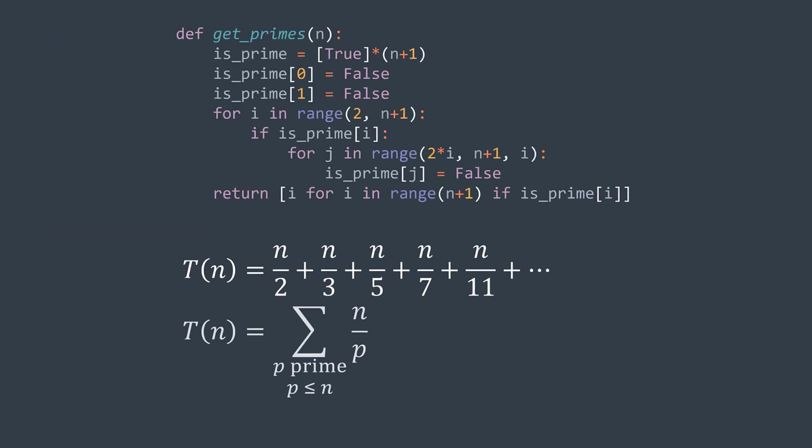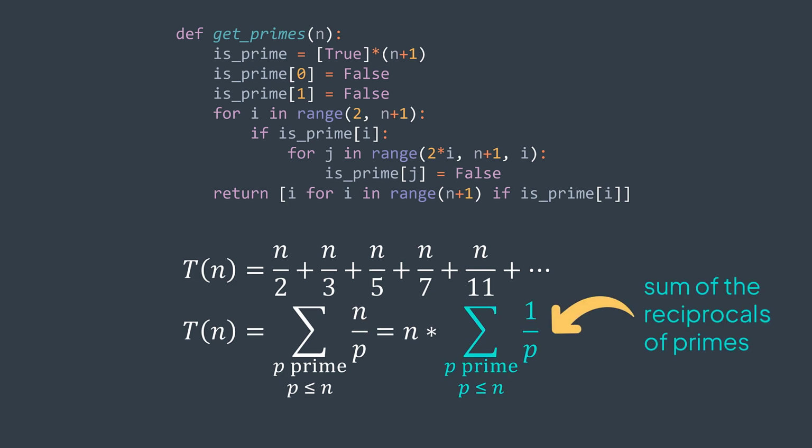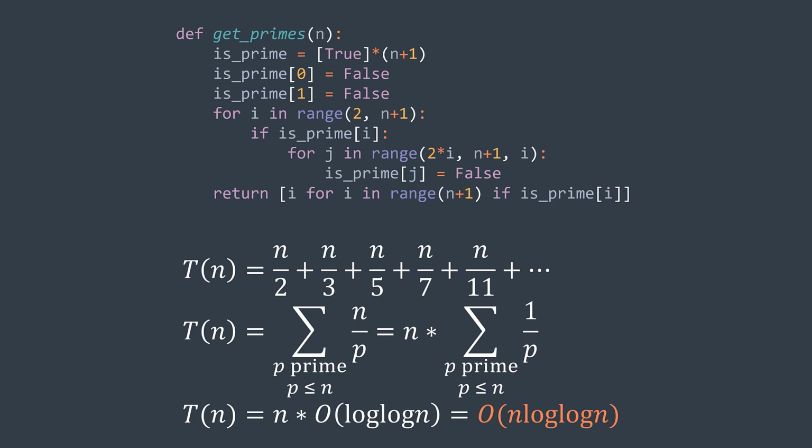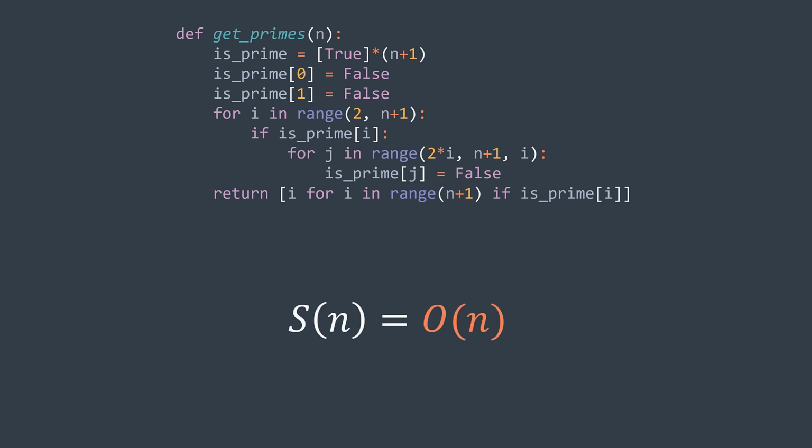Basically, we're doing the sum of n divided by p where p is a prime number and smaller than or equal to n. Which is n times the sum of 1 divided by p where p is a prime number and smaller than or equal to n. And this sum is called the sum of the reciprocals of primes. It's O of log n. Multiplied by n, we get O of n times log n time complexity for the Sieve of Eratosthenes. And for the space complexity, we have O of n because of the isPrime array.